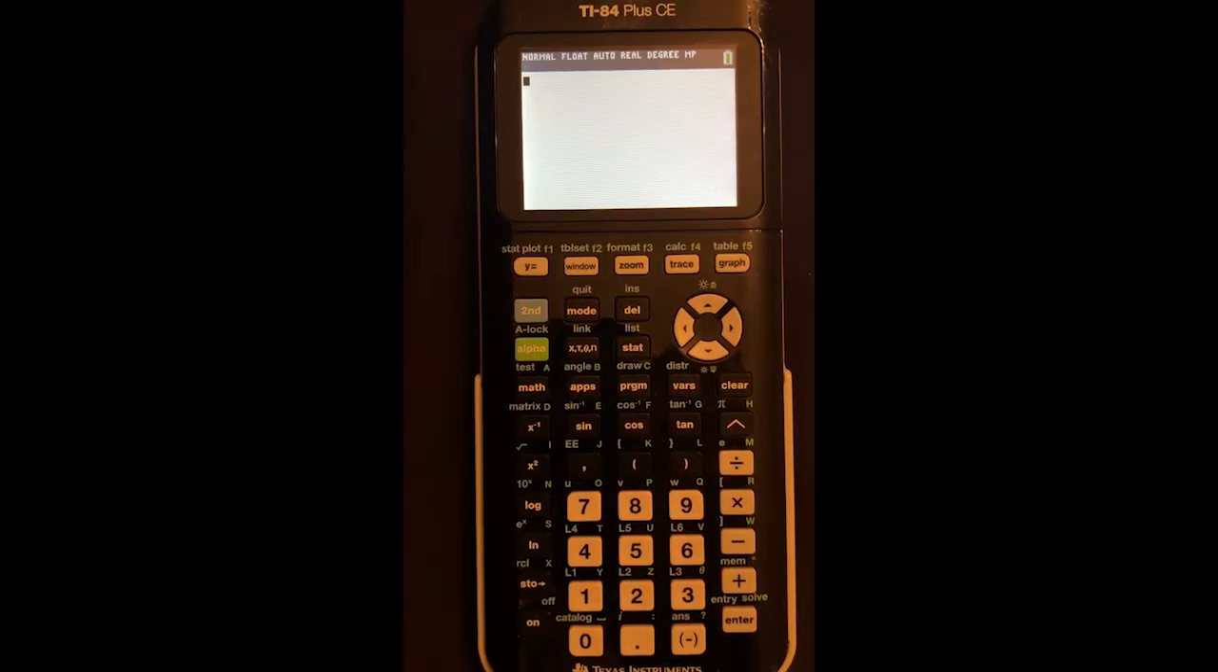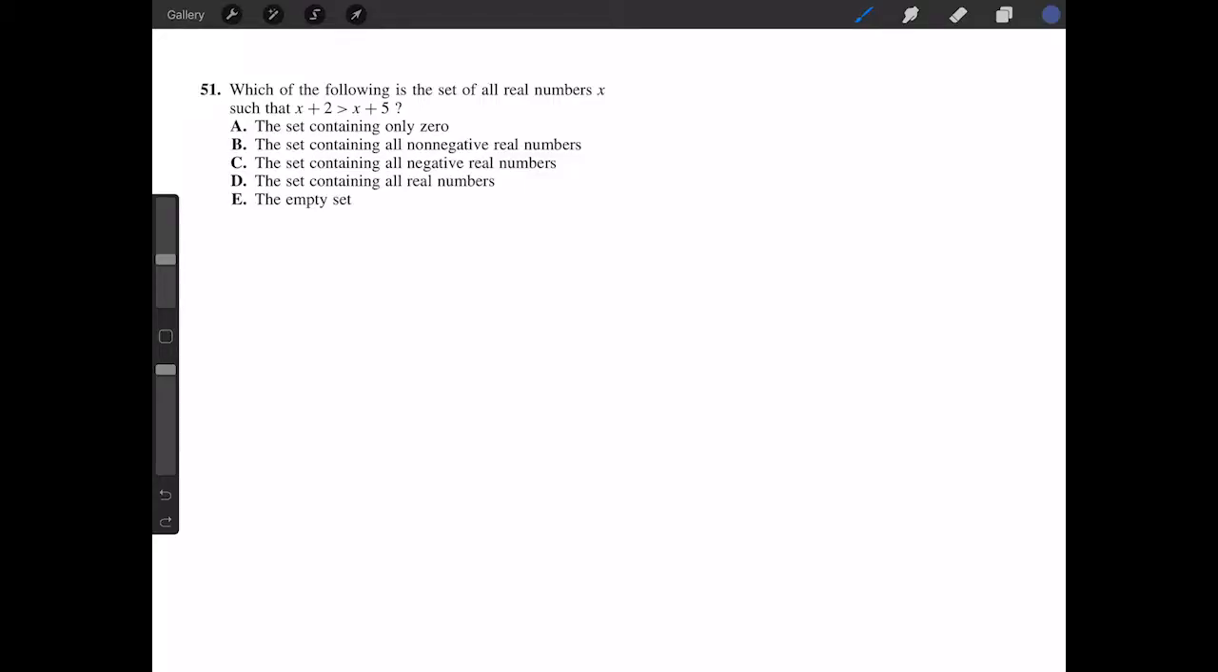21 play basketball and 9 play soccer. So if you do 9 plus 21, you get 30. So a total of 30 students would play both sports. However, there's only 24 students in the class. So if you do 30 minus 24, that means that 6 students would have to play both basketball and soccer, which is choice J.